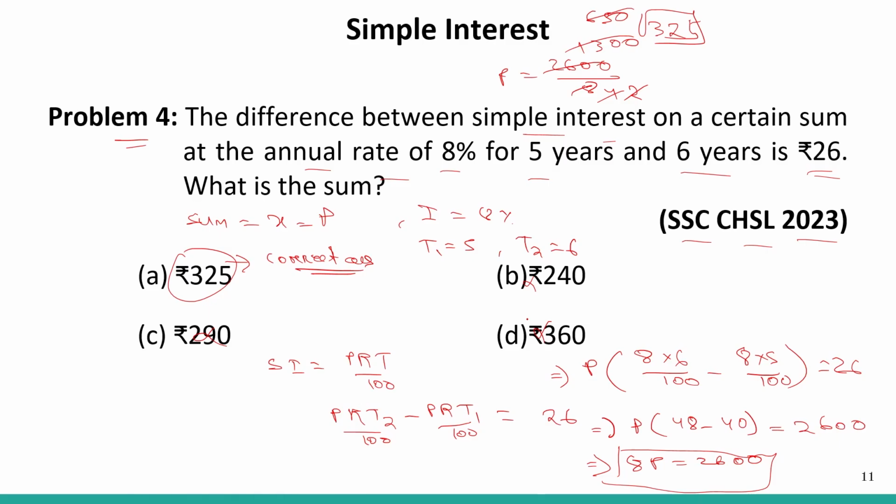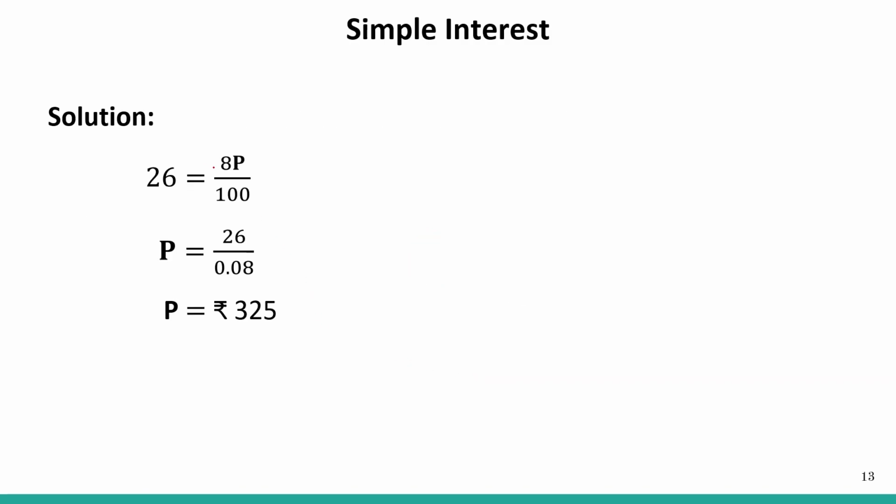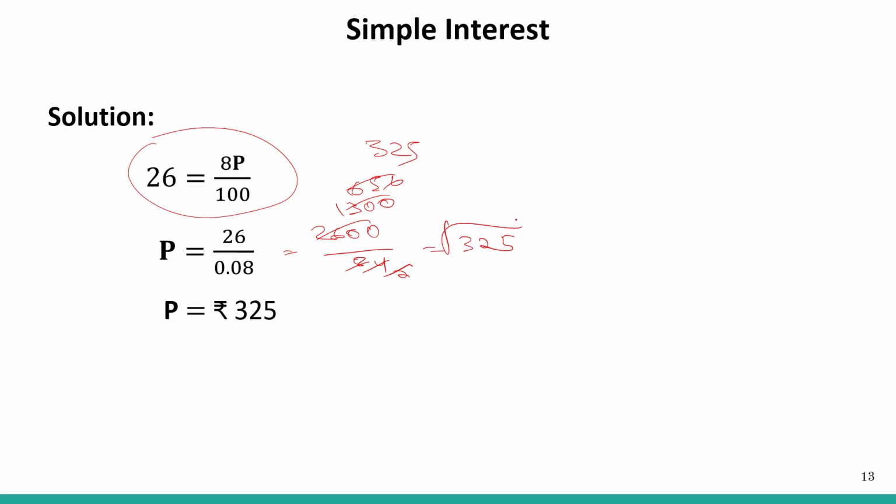Okay, so this was a simple problem. Okay, so let's go forward with the solution. So let the certain sum be P, so the difference between them is 26. So P into 8 by 100 into 6 minus P into 8 by 100 into 5 is equal to 26, which is what is given to us, right? So solving it algebraically, what we are left with is P is equal to 26 by 0.08. This is nothing but 2600 by 8. So 1300 by 4, 650 by 2, so 325 is the correct answer, right? So P is equal to 325.